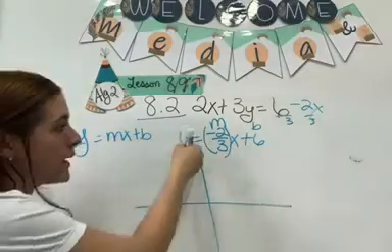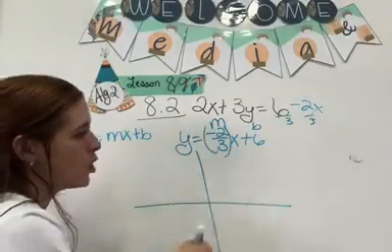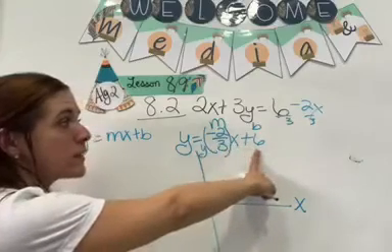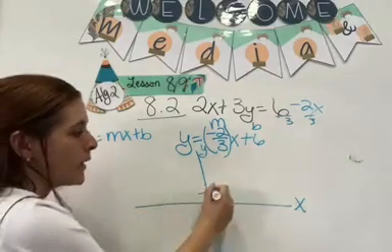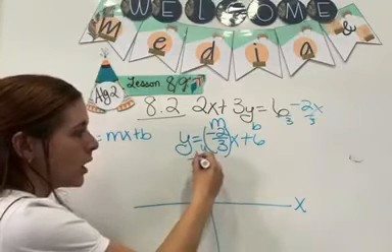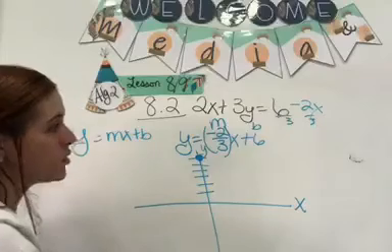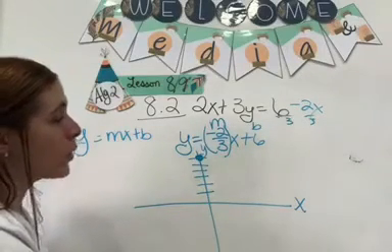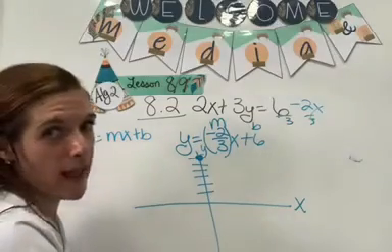That means it's where it intercepts the y-axis. This is your x, this is your y. So you're going to look at this first and go straight to 6. 1, 2, 3, 4, 5, 6. You're going to go straight there and put a line, because that means, you guys, that's where it crosses the y-axis.